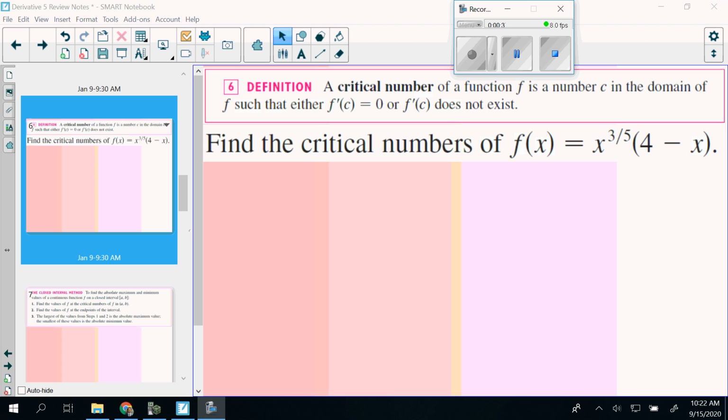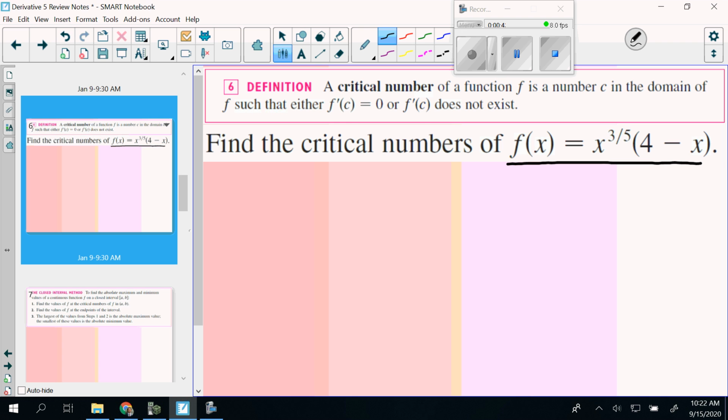Let's take a look at an example here. They want us to figure out what are the critical numbers of this function here. Well, to find that, we need to know what the derivative looks like because derivative determines critical numbers. To find the derivative of this, we could do product rule. I think this one's probably easier if we do a little simplifying first. So I'm going to distribute here.